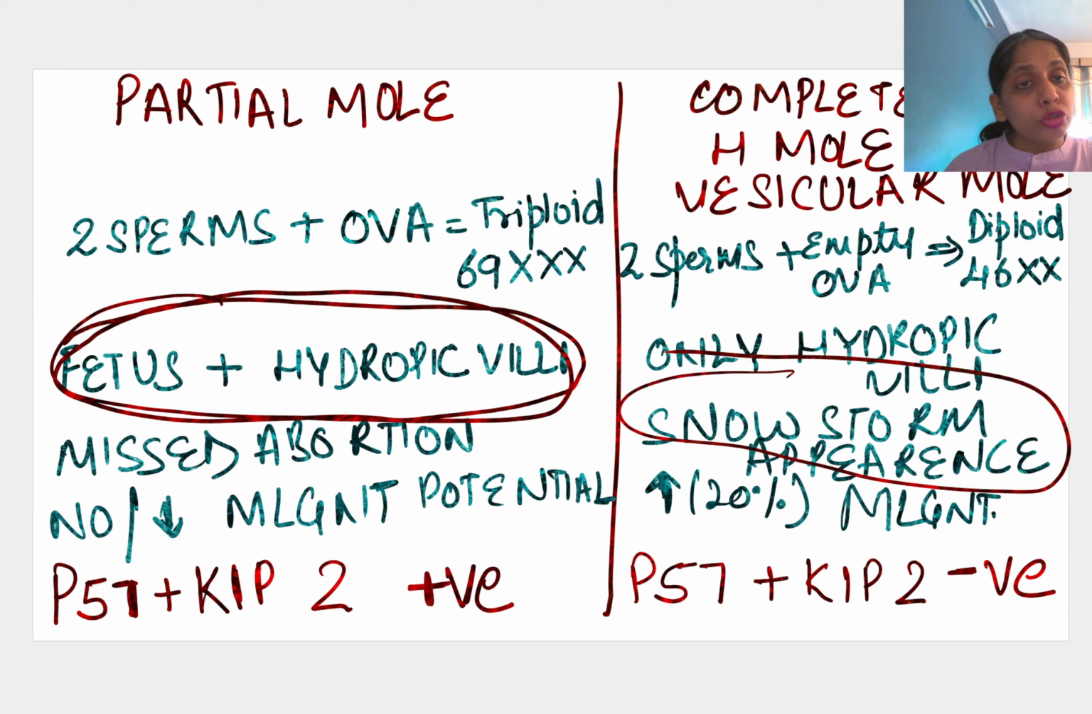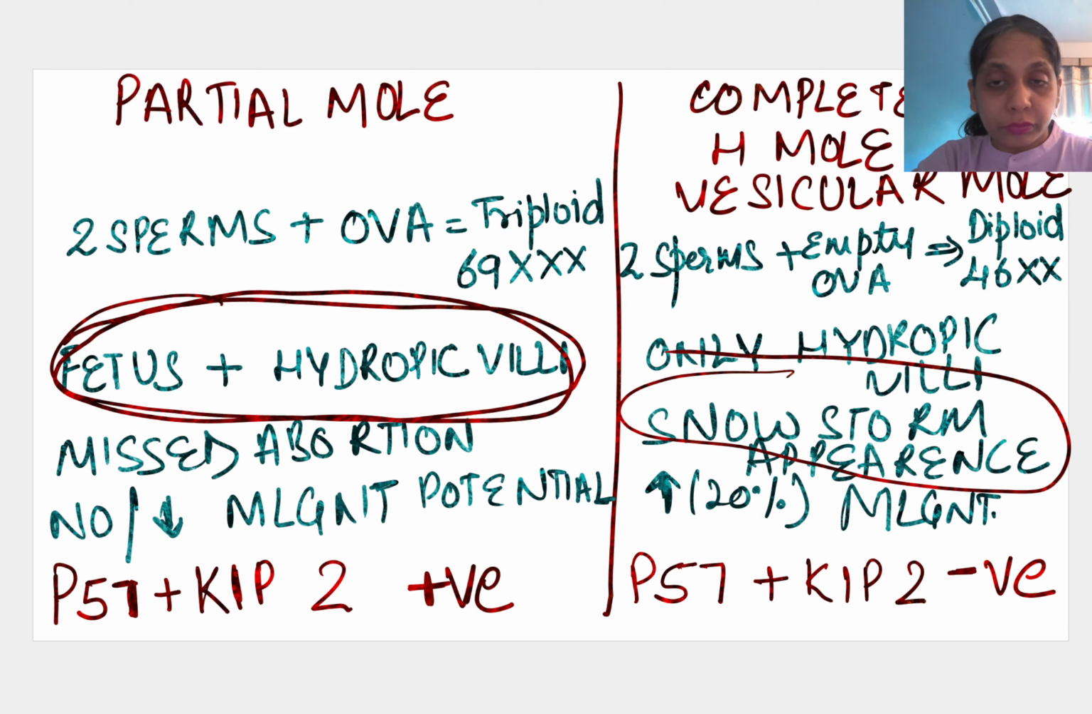So the snowstorm appearance name is restricted only to the complete mole, where the whole uterus is filled with snow, not for the partial mole. The partial mole has spaces in the uterus: in one space there is a fetus, and in another space there are hydropic villi. So both are seen, and it simulates more of a missed abortion.